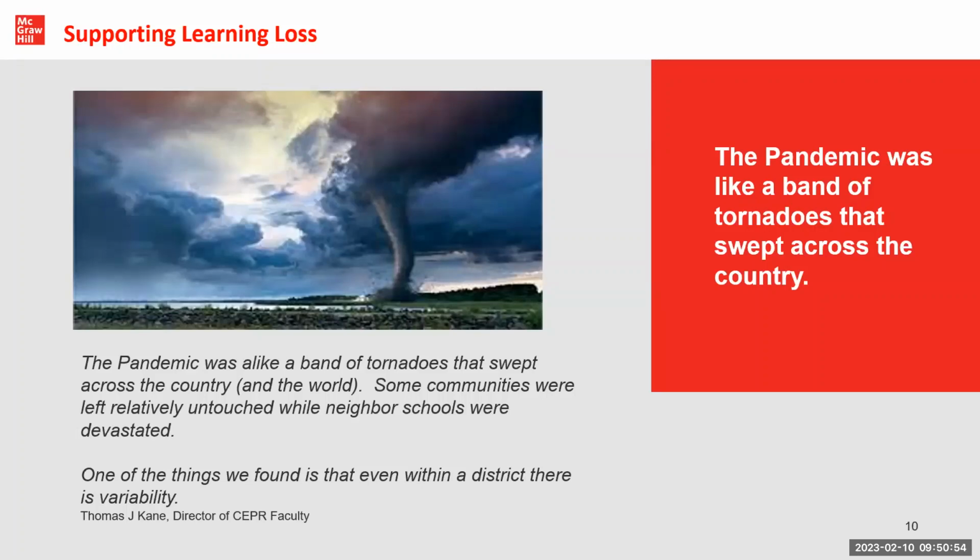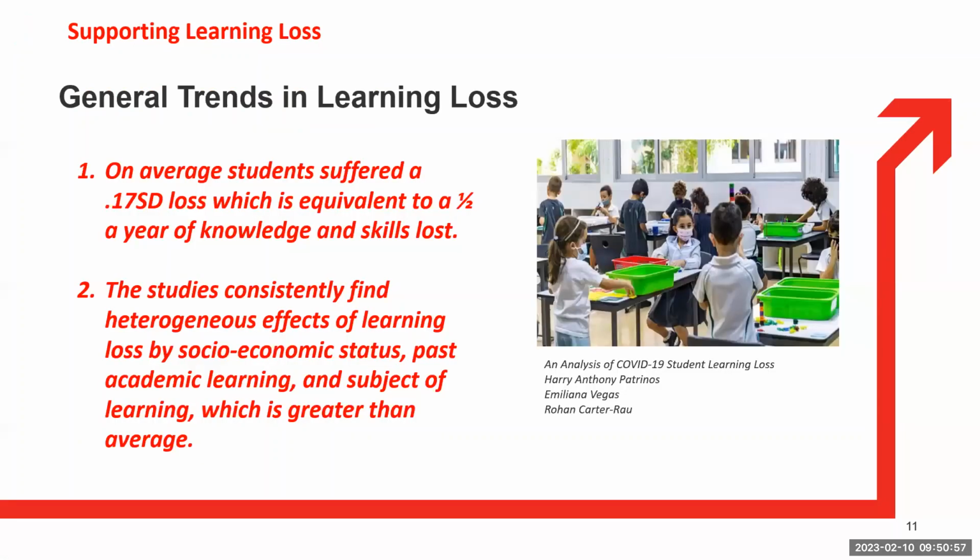I'm not a statistician. I am a mathematician, but I haven't spent a lot of time doing statistics in the last number of years. But on average, students suffered a 0.17 standard deviation loss. That part doesn't mean that much to me, but notice the rest of the sentence: it is equivalent to half a year of loss of knowledge and skills. Now, think with me for a minute. If I was in first grade and I lost the last half of the year, and then I go into second grade, is that going to have an impact on me?